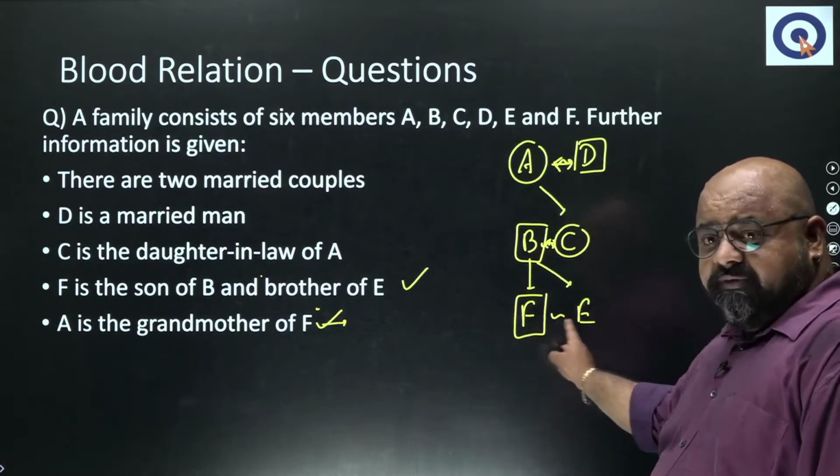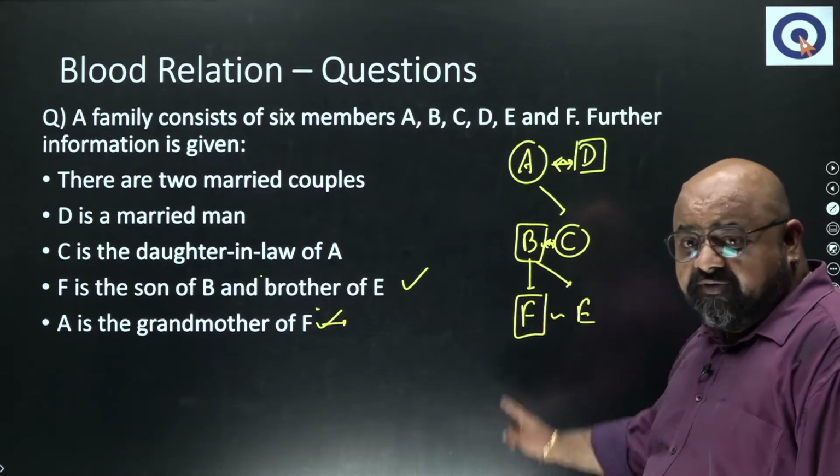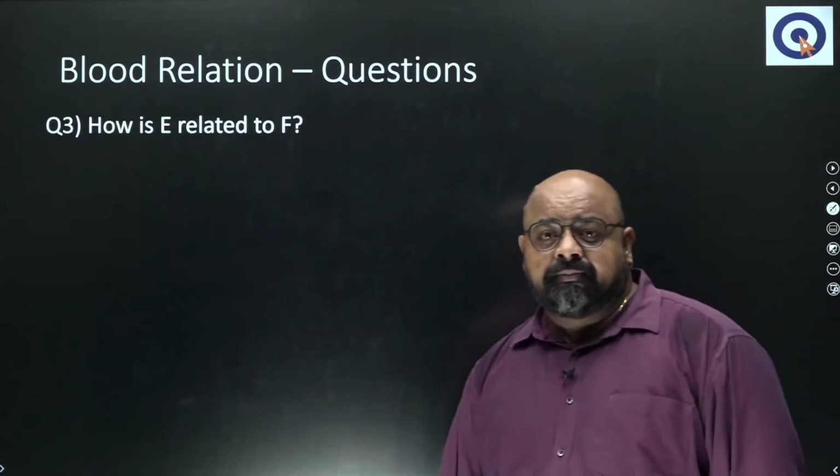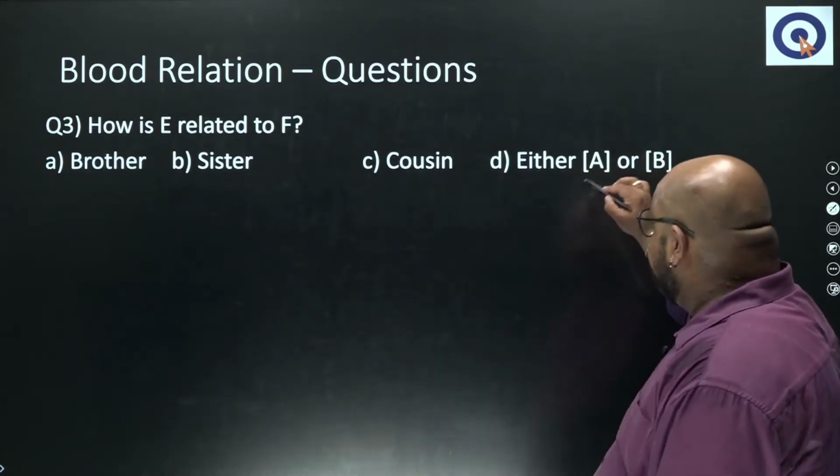E is related to F. They have the same parents, they're in the same generation, so E could be the brother or sister of F. The gender of E is not known. So how is E related to F? Could be brother or sister, either A or B.